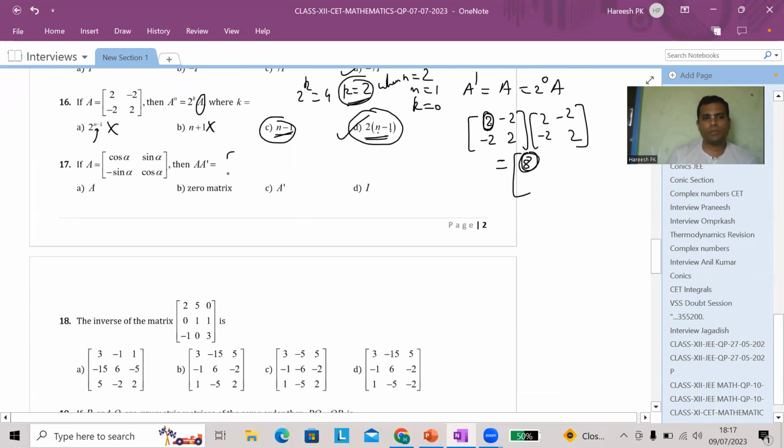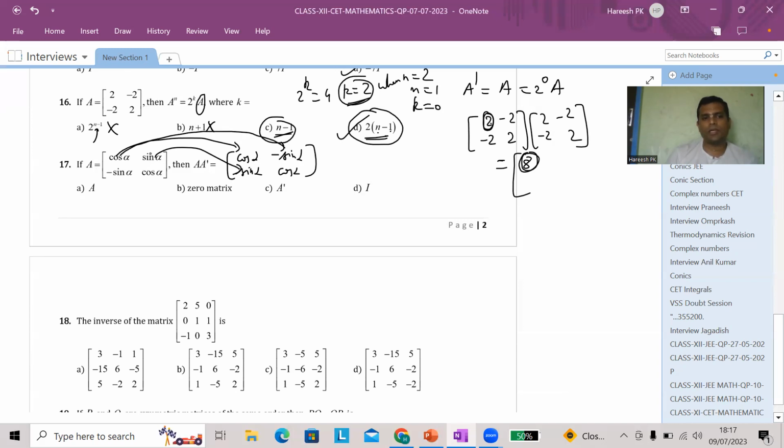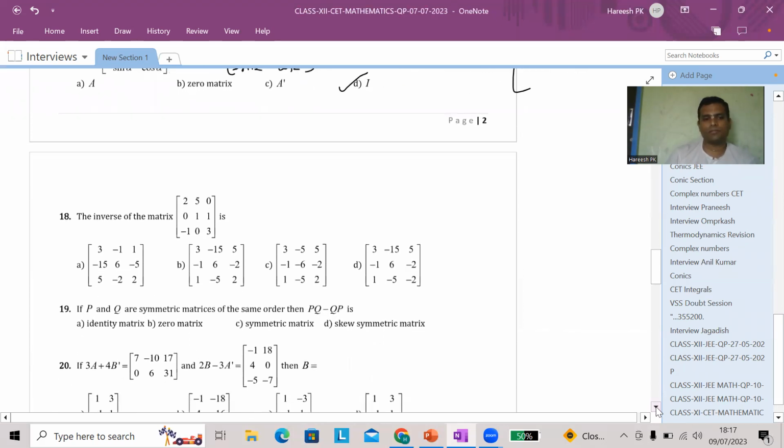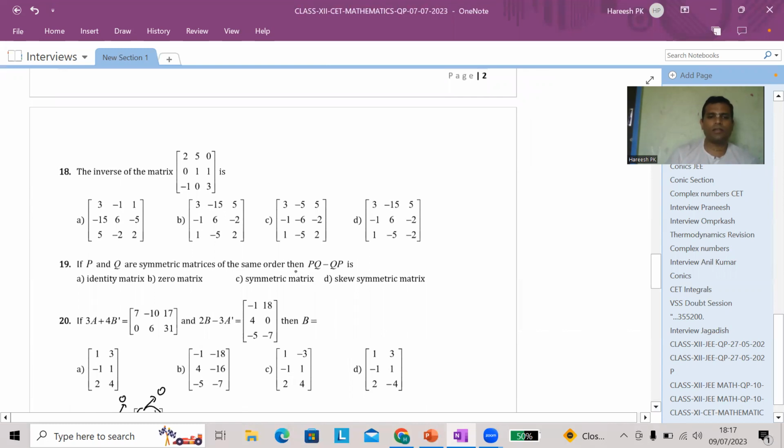A transpose. So just multiply with the inverse. When you multiply the first row with the first column, you get cos square plus sine square. And when you multiply first row with the second, you'll get 0, right? It's very easy to understand. You'll get an identity matrix when you multiply both of them. You'll get 1, 0, 0, 1.